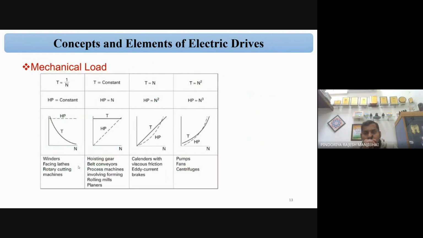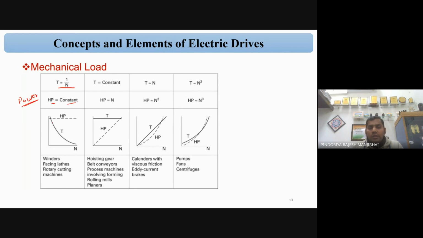So this is slide number 13. There is a comparison of the mechanical load with the different conditions. In the first column you can see torque is inversely proportional to the speed. Here horsepower is constant. Horsepower means your power, so power is constant.